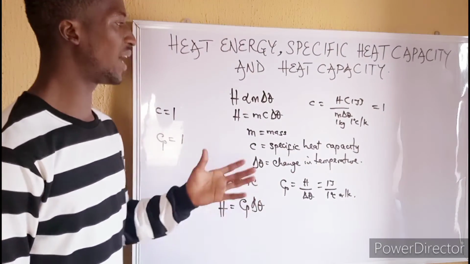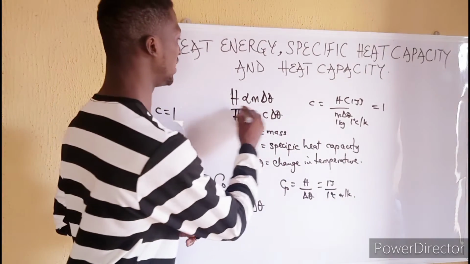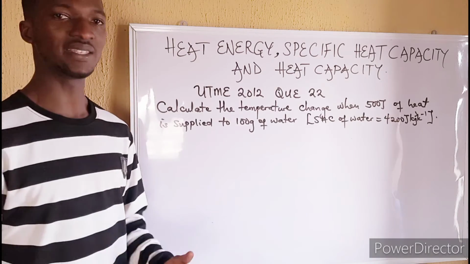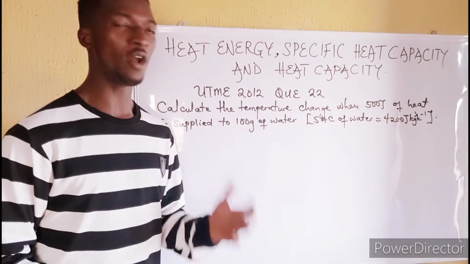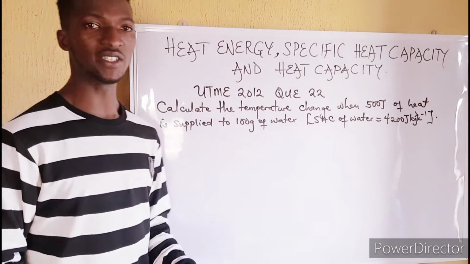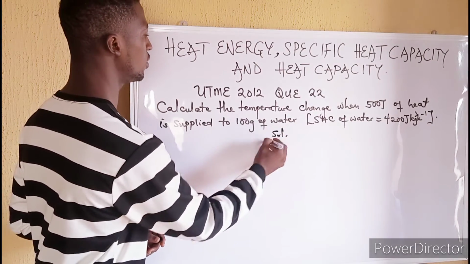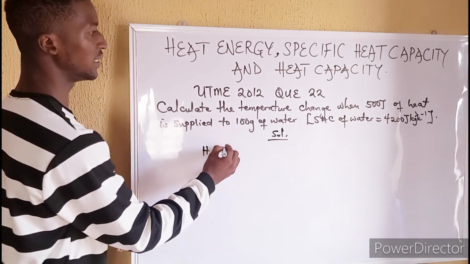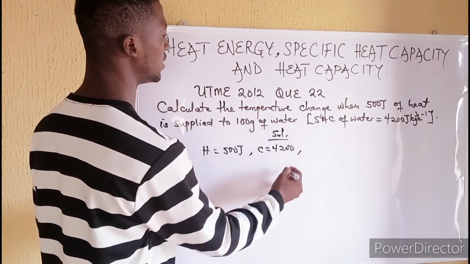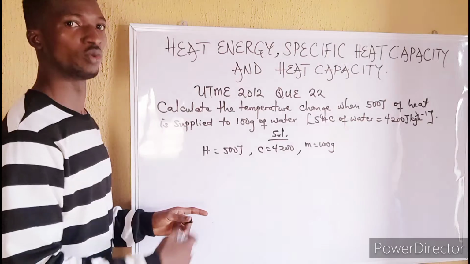Now let's take an example on how to calculate the heat energy of a system using any of these two representations that we have been given. The question states: calculate the temperature change when 500 joules of heat is supplied to 100 grams of water, given that the specific heat capacity of water is 4200. In this question, we have the heat energy supplied as 500 joules, the specific heat capacity as 4200, and the mass as 100 grams. Don't forget that this mass must be converted to kilograms.